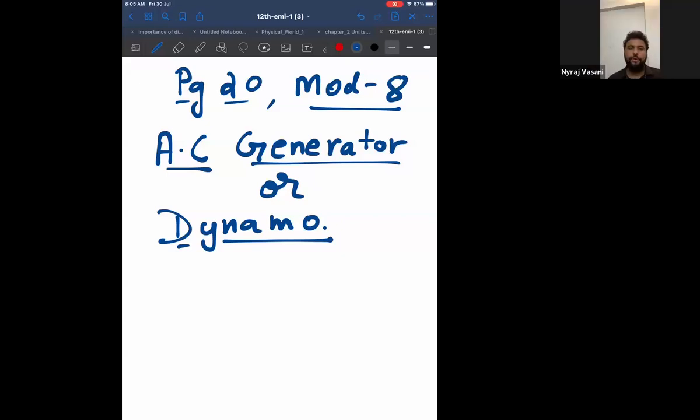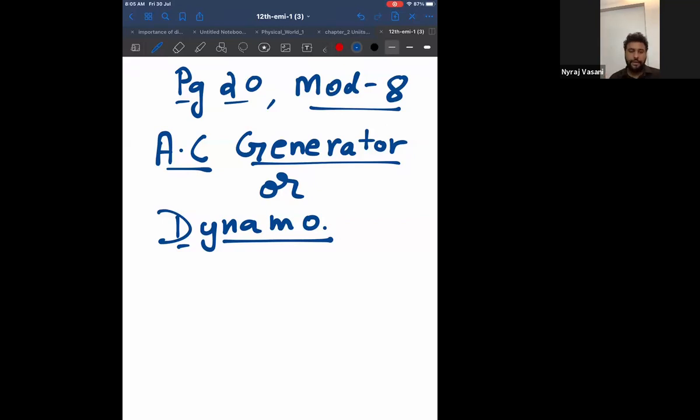Now listen, you don't have to study this in detail like how you have studied transformer. You just have to know a few points. First, AC generator is also called only generator, or it is also called a dynamo. These are the names of AC generator.